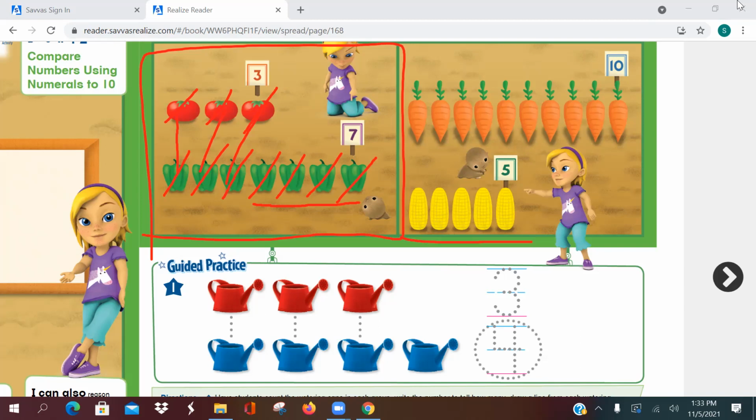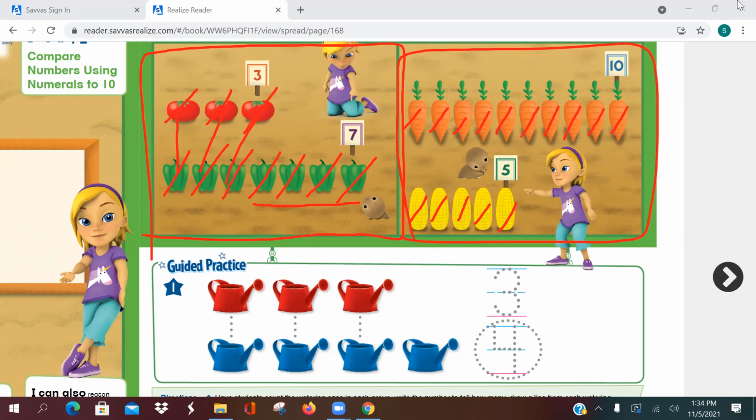Let's look at our next picture right here. How many carrots are there? Let's count them. 1, 2, 3, 4, 5, 6, 7, 8, 9, 10. 10 carrots. Now let's count the group of corn. 1, 2, 3, 4, 5. There are 5. So which group is greater in number, the carrots or the ears of corn? The carrots.